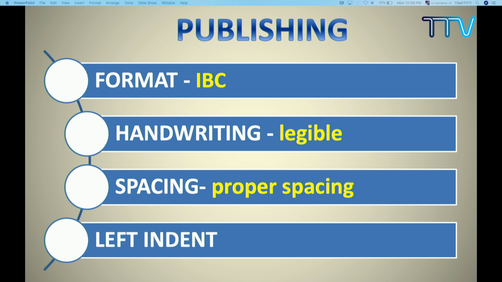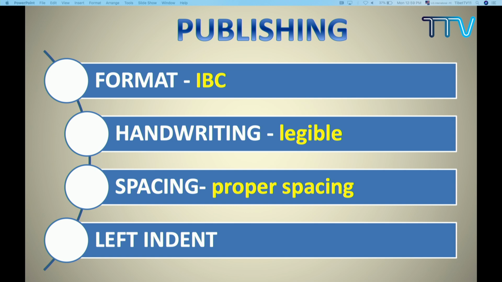During the publishing stage, what do you do? First of all, you look at the format. Whenever we have a piece of writing, at least it should follow the basic format: introduction, body, and conclusion. You check whether all these things are in proper order or not. And you see whether your handwriting is legible. If your handwriting is not legible, your readers, your audience may not be able to read it.